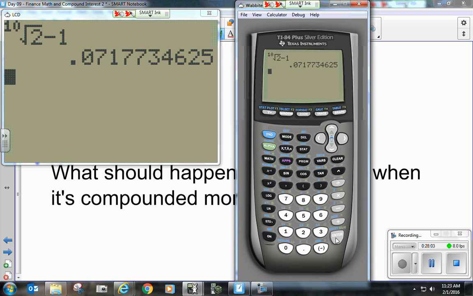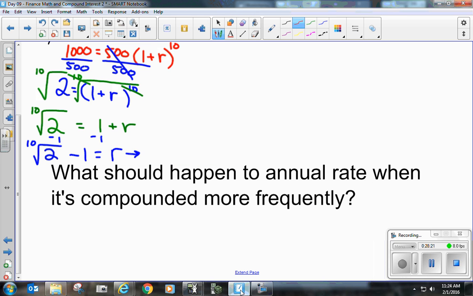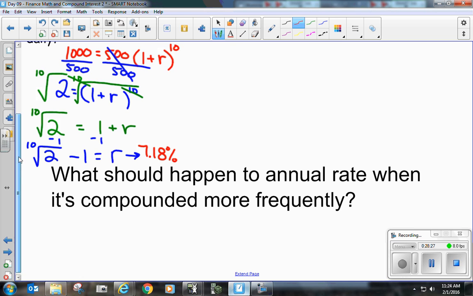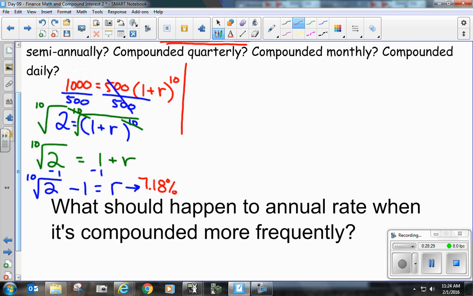So in order to turn this into percent, 7.1 and round up. This is 5 or higher, that round up. 7.18%, okay? 7.18%. That's compounded annually.